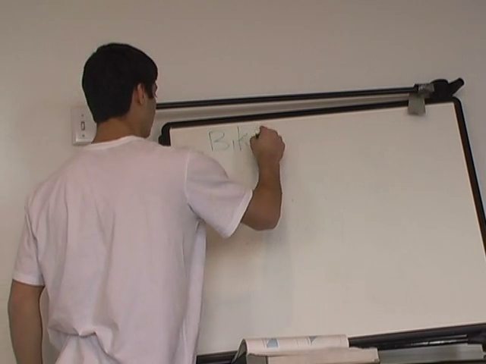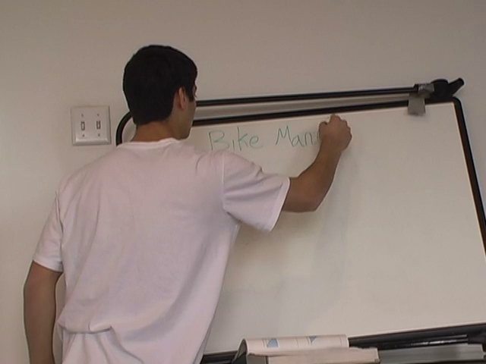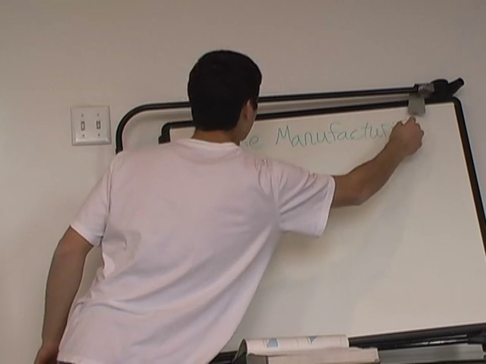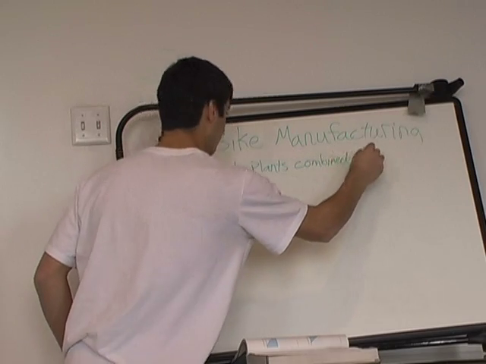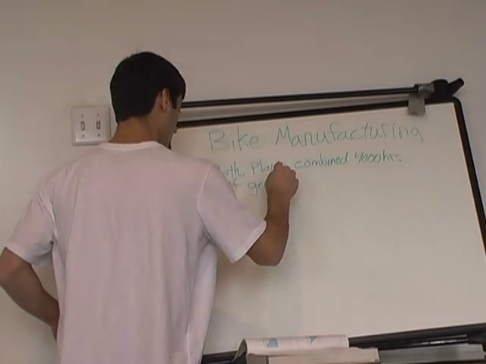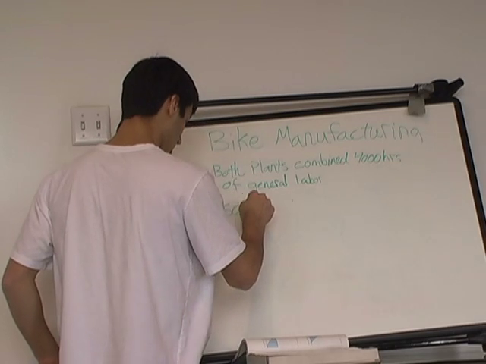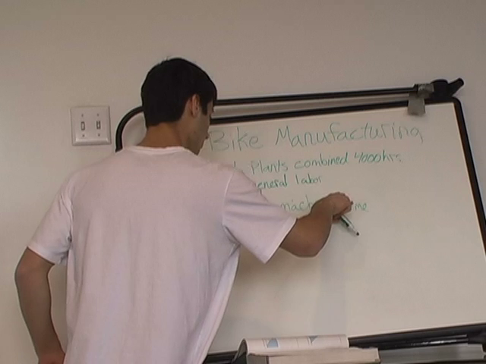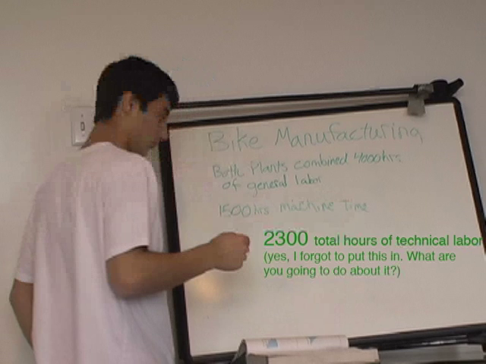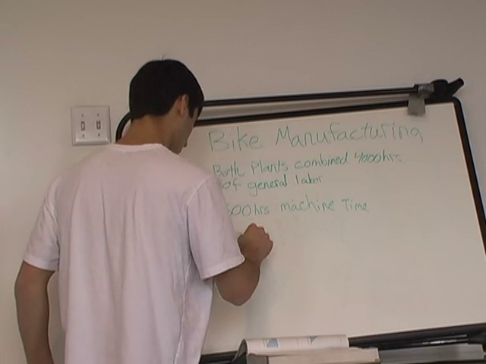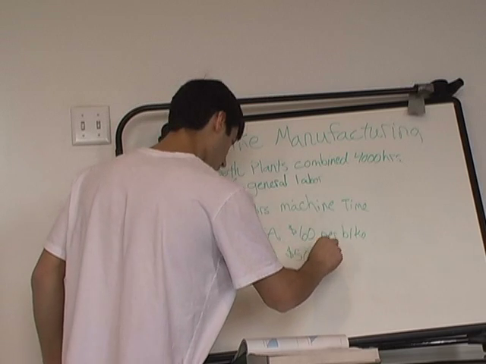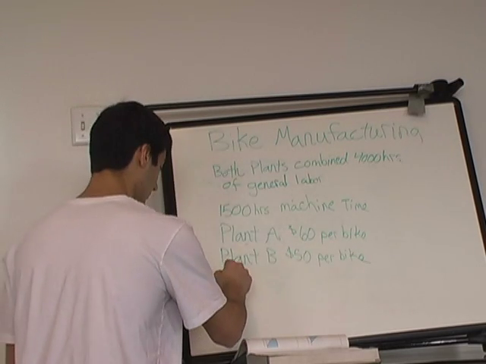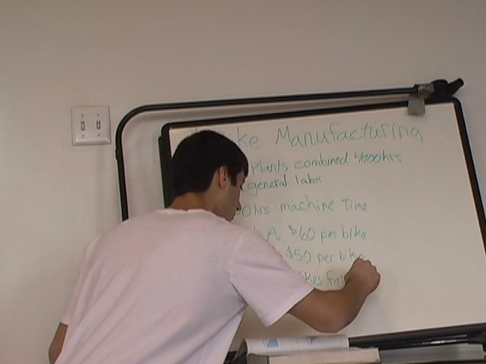Okay, so this problem is called bicycle manufacturing. Two manufacturing plants make the same kind of bicycle. For the two plants combined, the manufacturer can afford to use up to 4,000 hours of general labor, up to 1,500 hours of machine time, and up to 2,300 hours of technical labor per week. Plant A earns a profit of $60 per bike, and Plant B earns a profit of $50 per bike. How many bicycles per week should the manufacturer make in each plant to maximize profit?